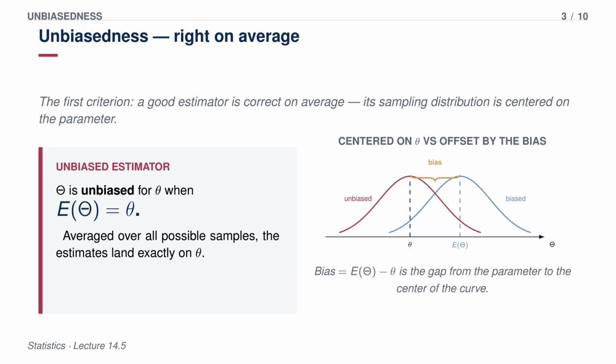And the picture on the right nails it. The line curve is an unbiased estimator. Its whole sampling distribution sits right over theta. The blue one is biased, same kind of spread, but shoved off to one side. And that gap from theta to the center of the curve has a name, the bias. It's E of big theta minus theta. Unbiased just means that gap is 0. The 2 pound scale has a bias of 2 pounds. A good scale has a bias of 0.